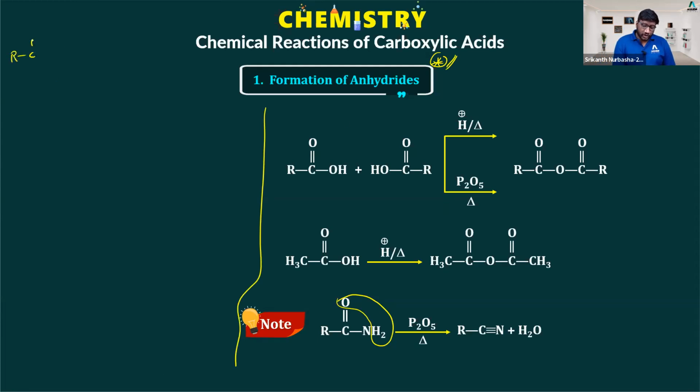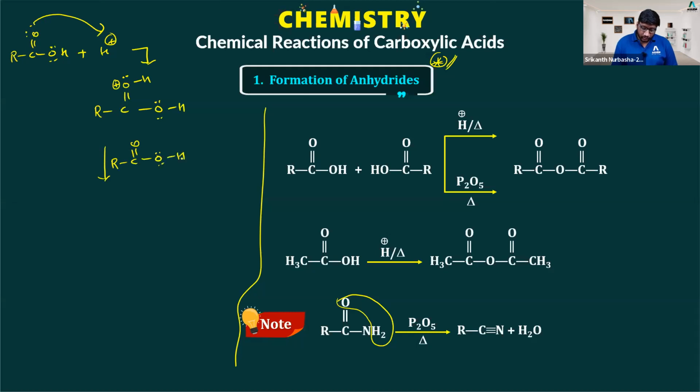RCOOH, RCOOH, treated with H+ ion. Lone pair of electrons present on oxygen will be attacking the H+. As soon as they attack, you can generate RC=O, oxygen with only one lone pair, positive charge, OH bond, and OH will be as it is. We have one more molecule of carboxylic acid, RCOOH. Yes or no? This RCOOH, lone pair of electrons present on this oxygen will be acting as a nucleophile now. It will attack the electrophilic carbon.